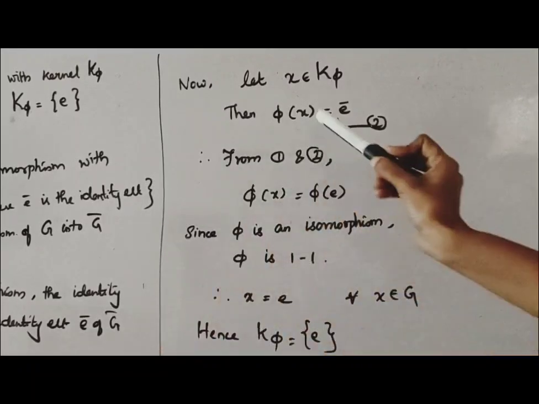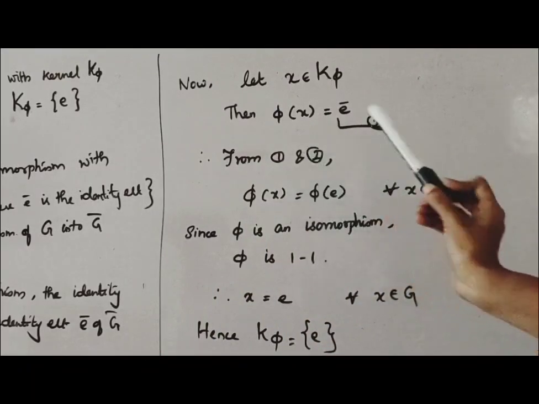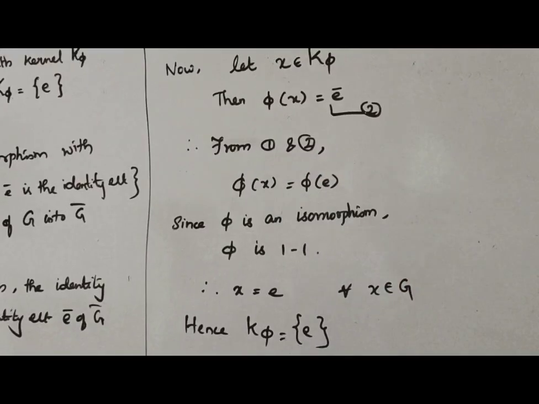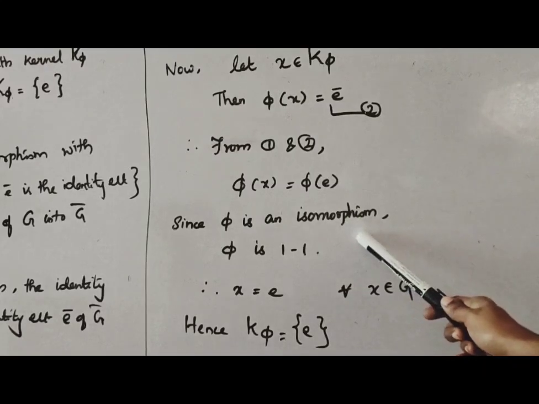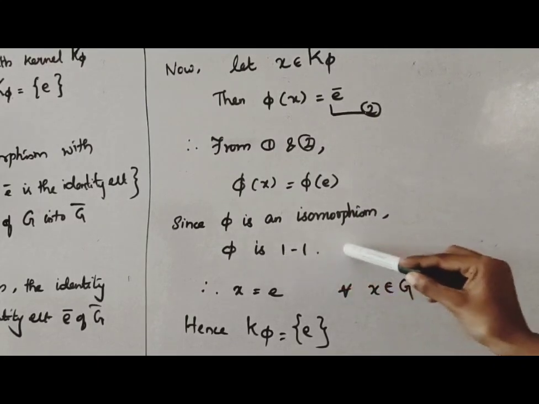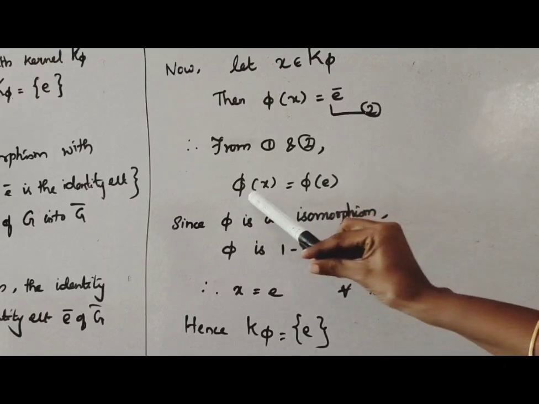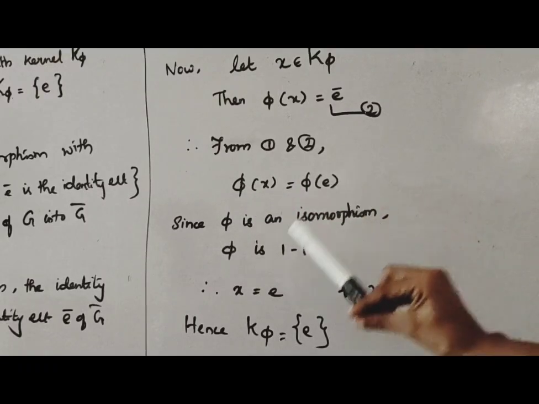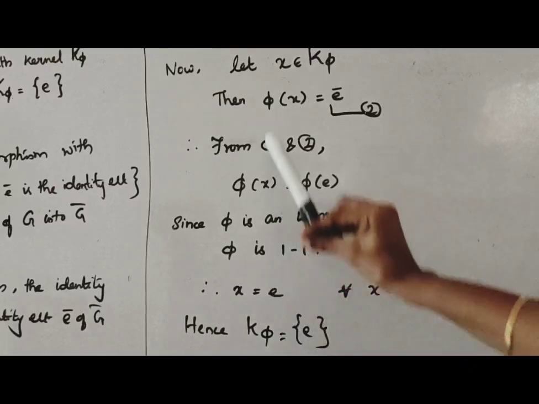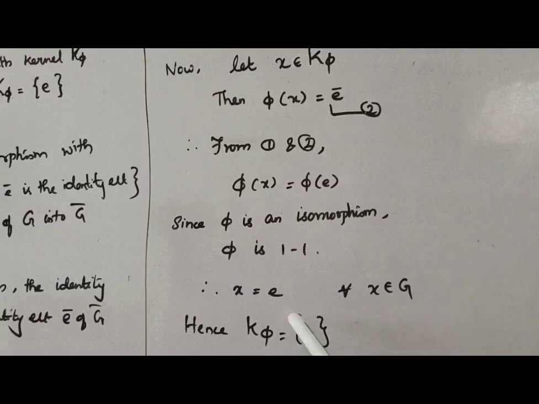From equations 1 and 2, we are getting the right hand sides as the same. Therefore, the left hand sides are also equal: phi of x is equal to phi of E. Since phi is an isomorphism, it satisfies the 1-1 condition, right? Clearly, phi is 1-1. Therefore, phi of x equal to phi of E means x is equal to E for all x in G. Hence, the kernel K phi is equal to the singleton element E.